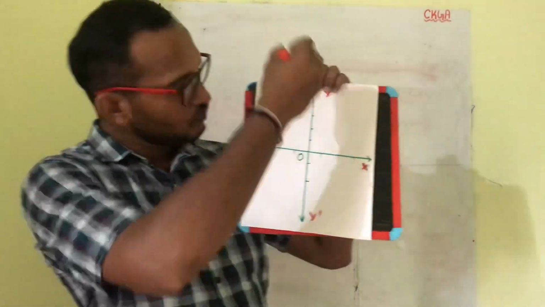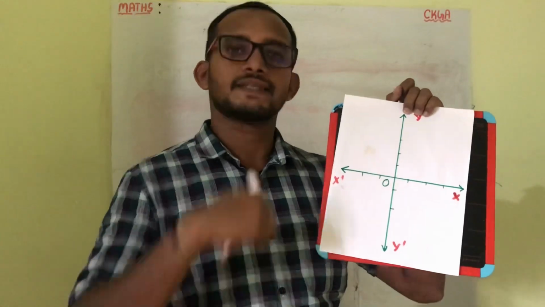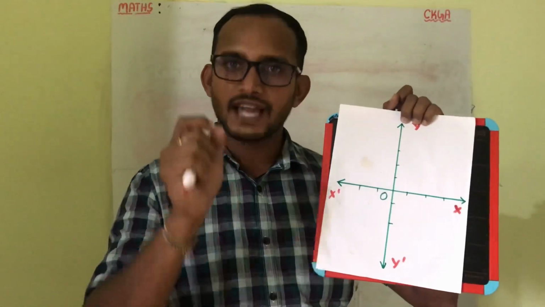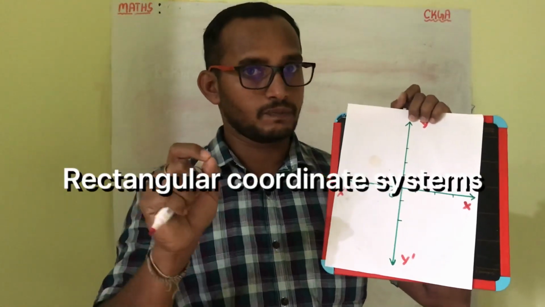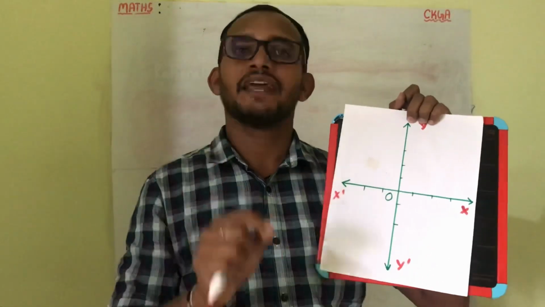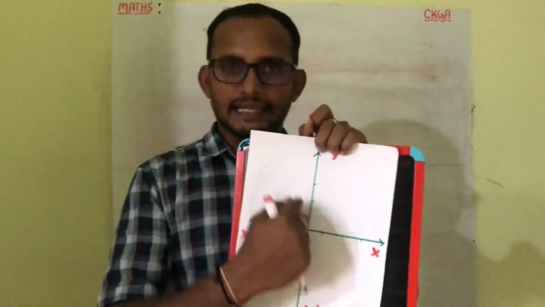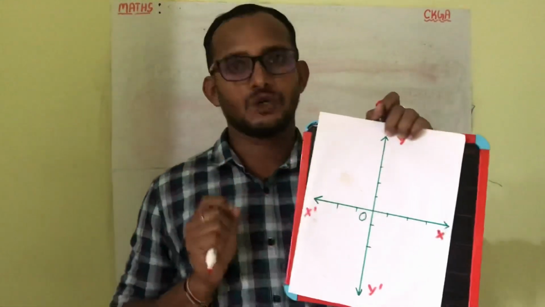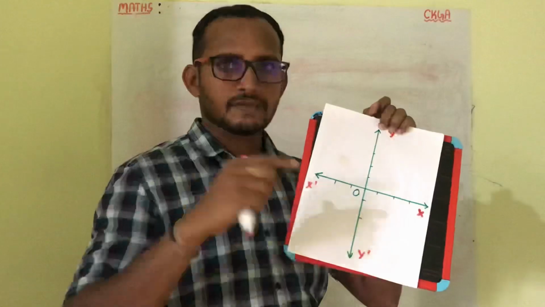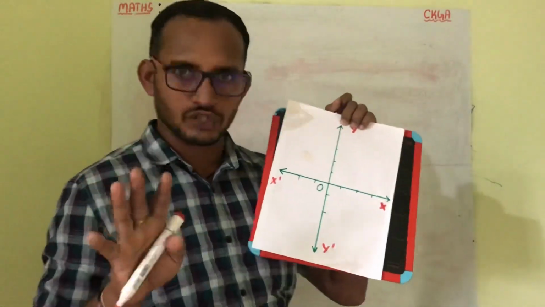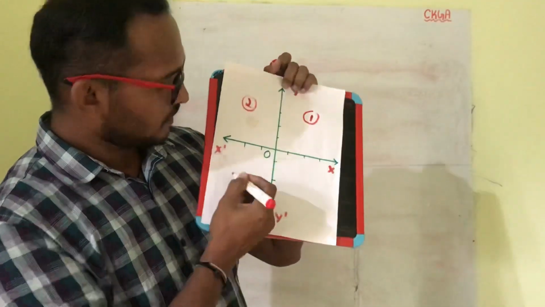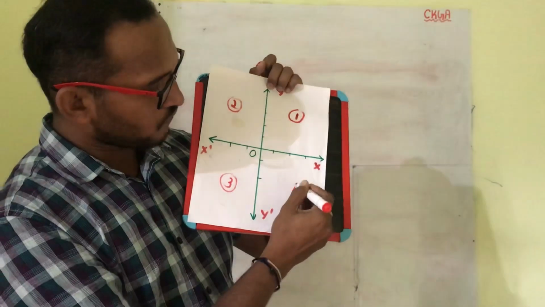When we draw two perpendicular lines on a given plane, the system we get we can call a Cartesian system, or a rectangular coordinate system. Please make a note: when we draw two perpendicular lines on a given plane, the generated plane is called a Cartesian plane, or a rectangular coordinate system. The entire plane is divided into four rectangular boxes. Hope you all observe this: this is box 1, box 2, box 3 and box 4.